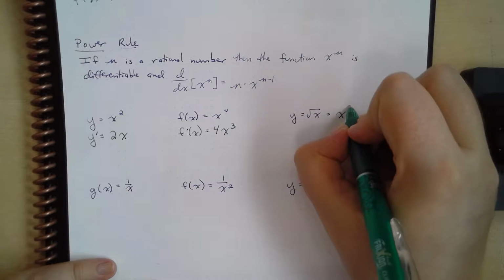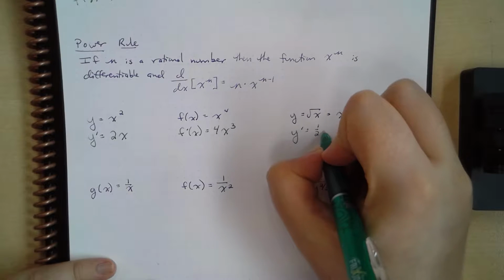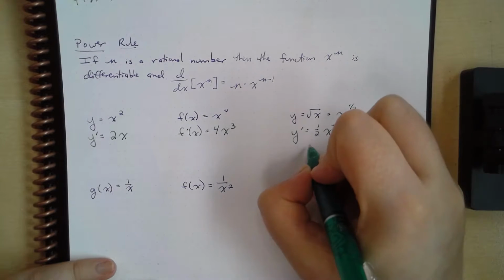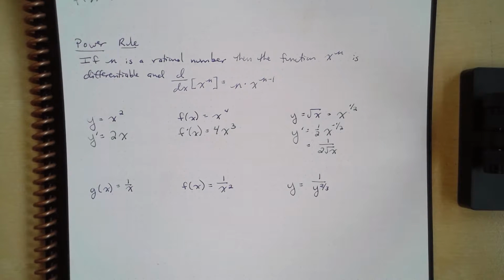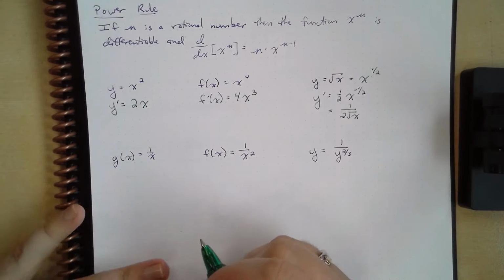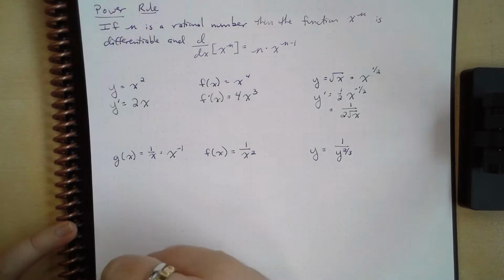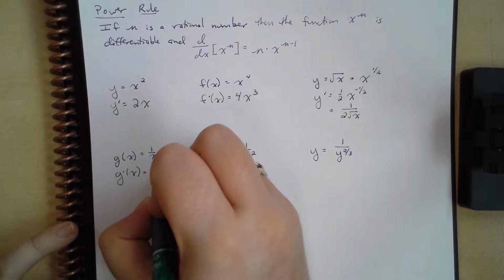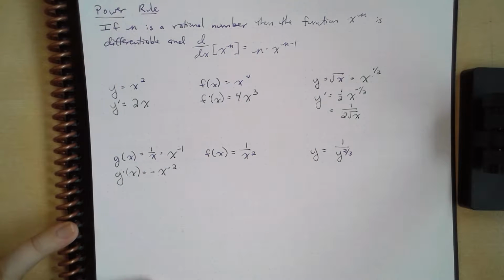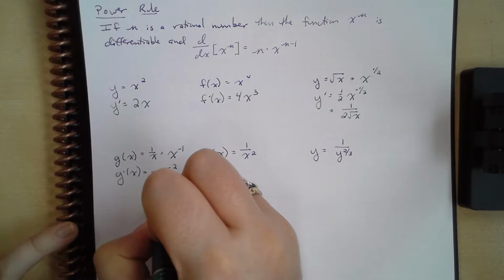Y is equal to radical x. I'm going to rewrite that as x to the 1/2. So y prime is going to be equal to 1/2 x to the negative 1/2, which I can rewrite as 1 over 2 radical x. And you really probably shouldn't leave a radical in the denominator, but let's do it for now. G of x is equal to 1 over x. I'm going to rewrite that as x to the negative 1. So g prime of x is equal to negative x to the negative 2, which I can rewrite as negative 1 over x squared.